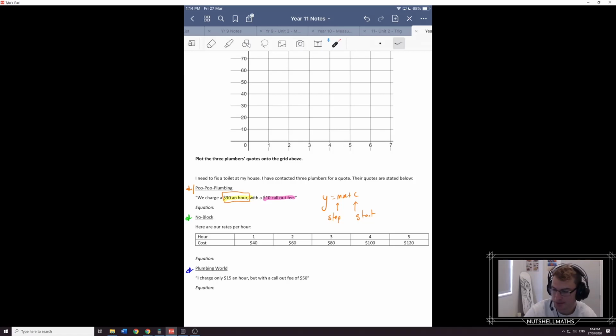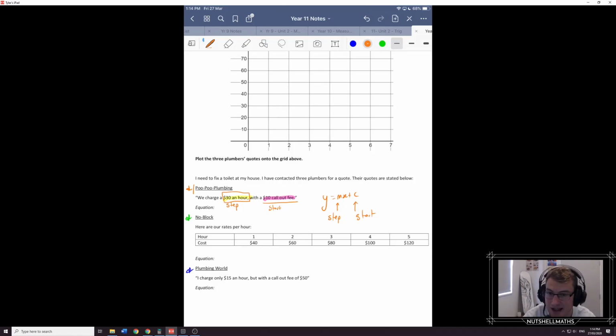Good, I got 3 steps. I agree with you guys. We got 5 steps. I agree with all of you. Fantastic. Right? This is a rate, right? It is $30 an hour or per hour. So it means that this is the step. Which means by definition, this other part must be the start, right?